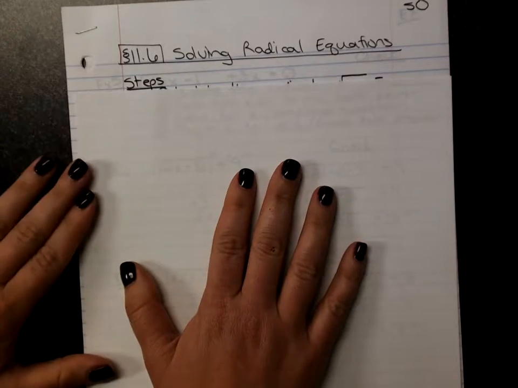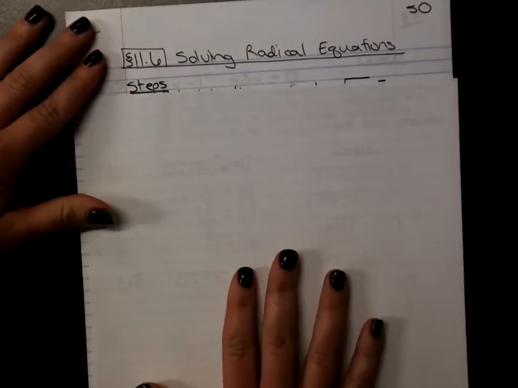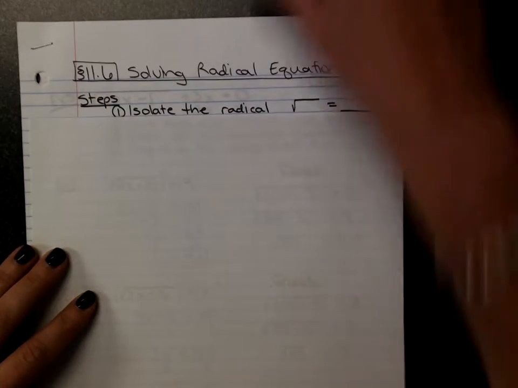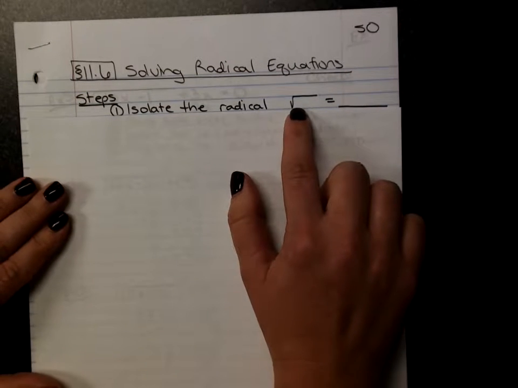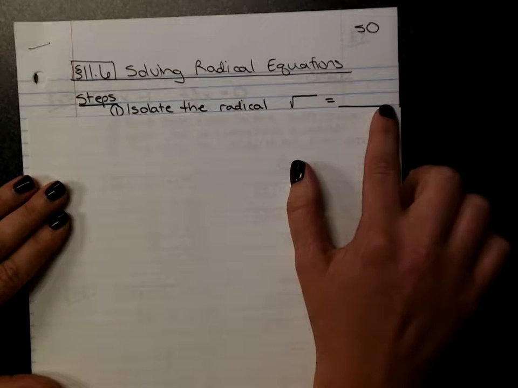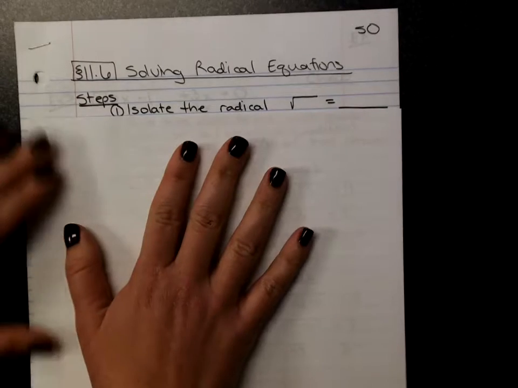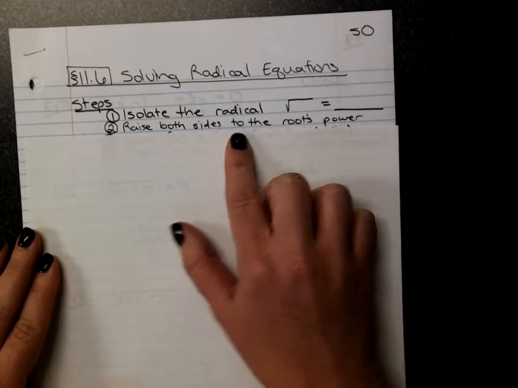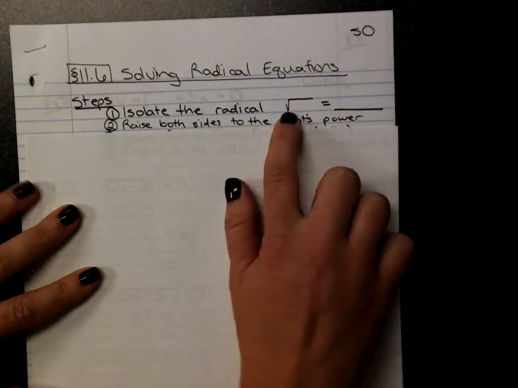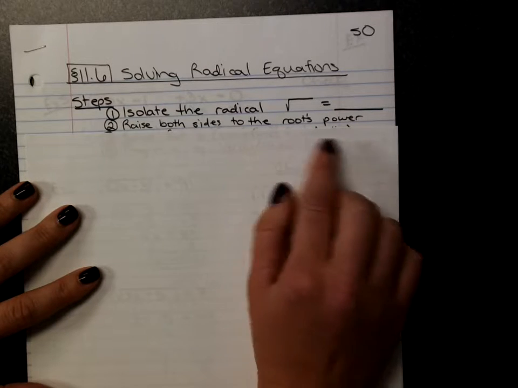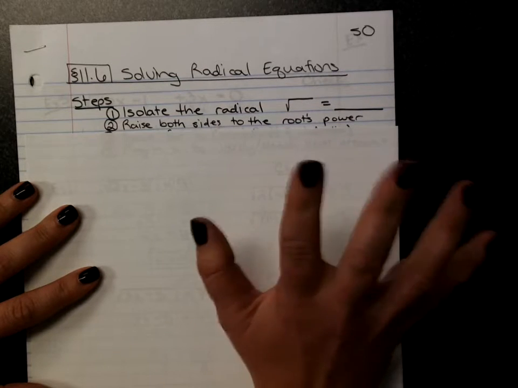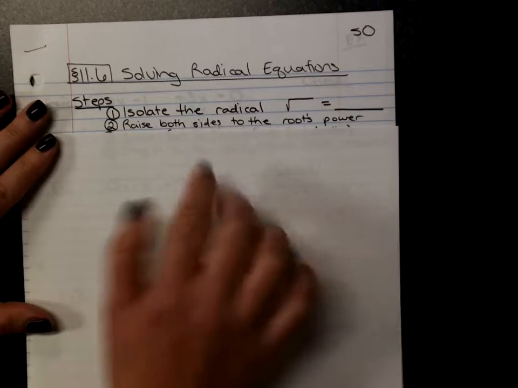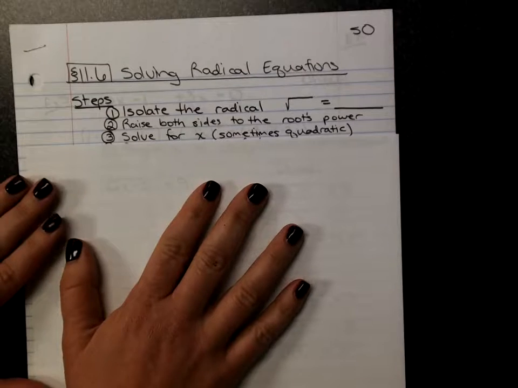So there's 4 steps to the process. Step 1 is to isolate the radical. You want to make sure that whatever's under the radical is by itself and it equals whatever else is there. Step 2 is to raise both sides to the root's power. If it's a square root, you'll square both sides. If it's a cube root, you'll cube both sides. Fourth root, to the fourth power, whatever the root is, you raise both sides to that power. Then you solve for x.